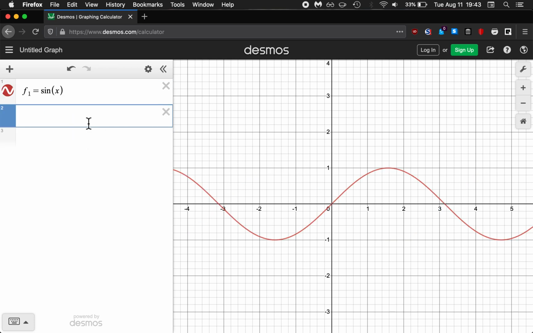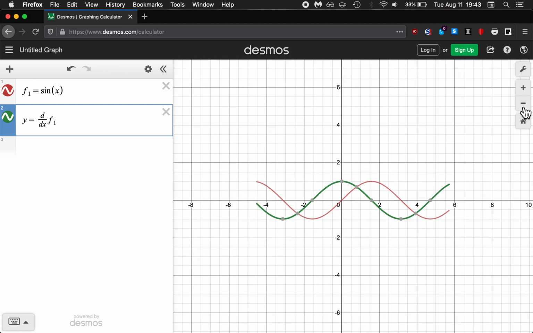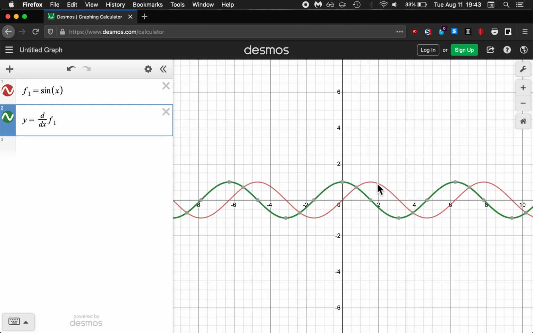So let's calculate the derivative of the sine function, or at least let's have Desmos do it for us, and we get another waveform in green. That shouldn't be too surprising, since the sine function is periodic. It repeats every time we go a full way around the circle. Looks like Desmos is thinking in radians, because we're wrapping around at 2 pi. There are 2 pi radians in a circle.